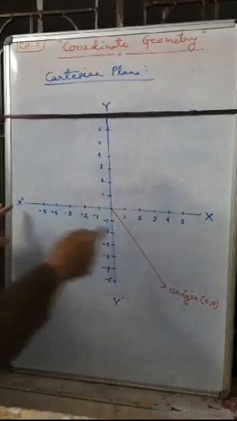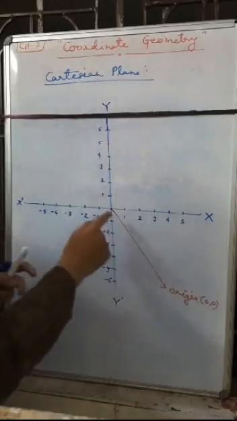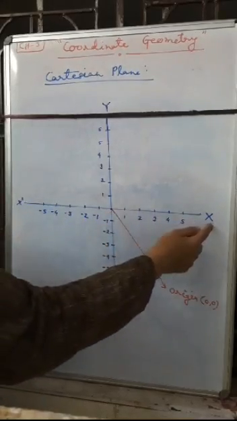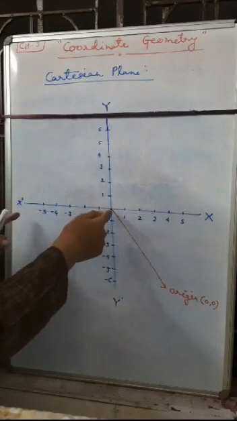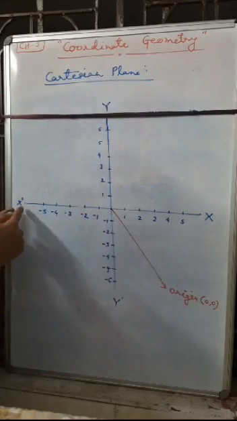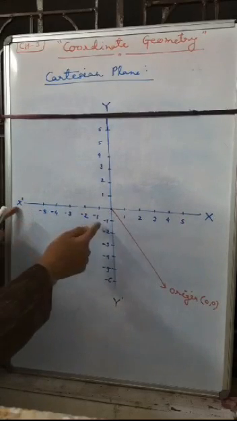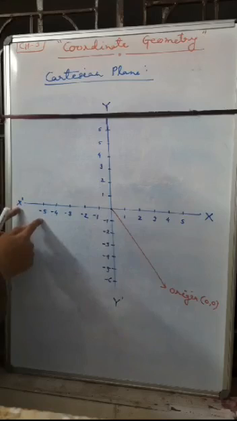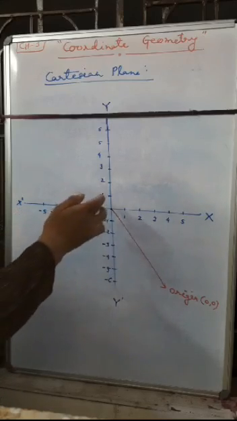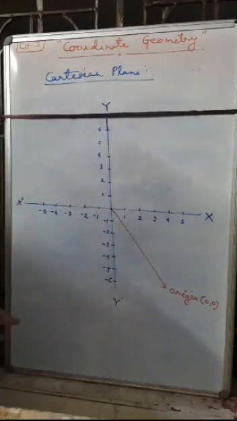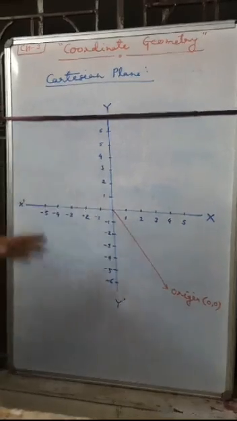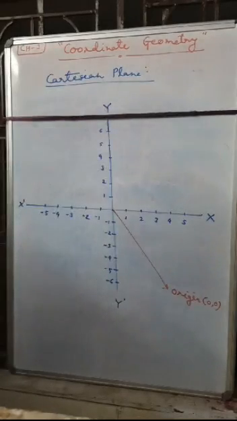You are looking at the horizontal axis. The right side from the origin is the positive side, so it is called the x-axis, and the left-hand side from the origin is called x dash. All the negative values are written there. Likewise we have the positive y-axis and the negative y-axis. So the Cartesian plane is a combination of the x-axis and y-axis.